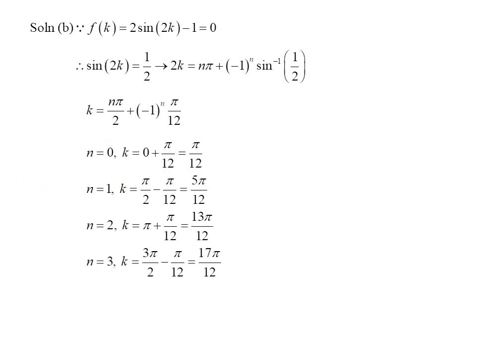Now, we take the value of n from 0 to 3 and the corresponding values of k can be calculated. They are pi over 12, 5 pi over 12, 13 pi over 12, and 17 pi over 12, respectively.